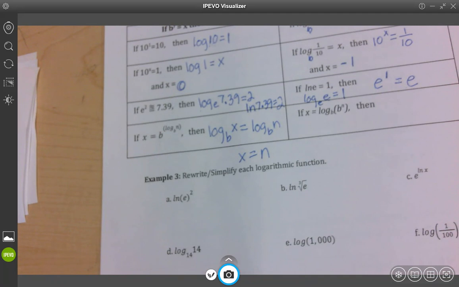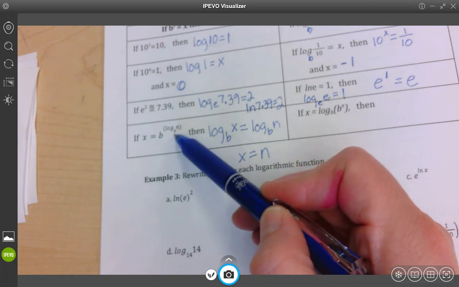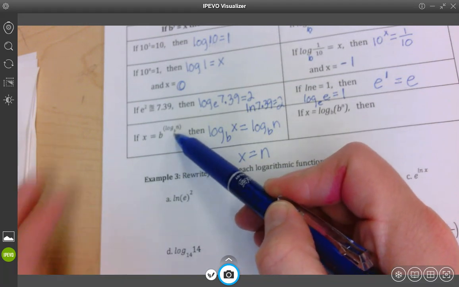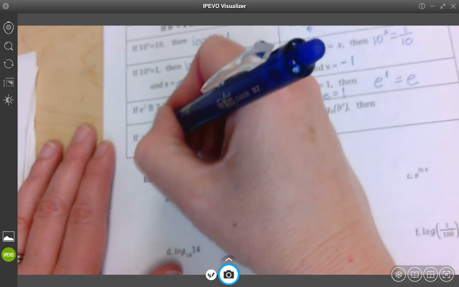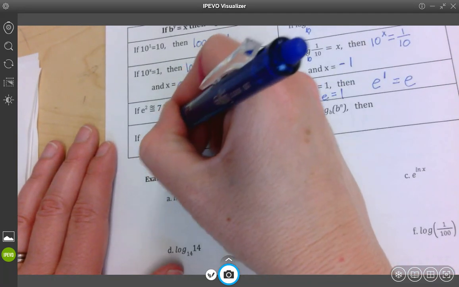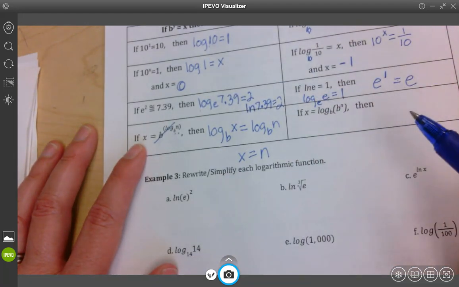Yes, I get that. So what I'm trying to show you is that it makes perfect sense that when the base of the exponential is the same as the base of the logarithm, they cancel out. Because remember, they are inverses. So the base of the exponential matches the base of the logarithm. They cancel out, leaving you with just x equals n.